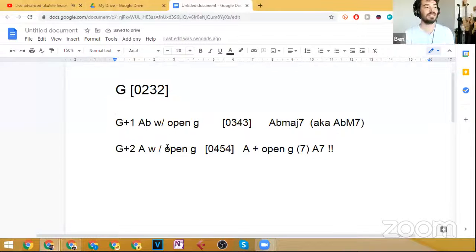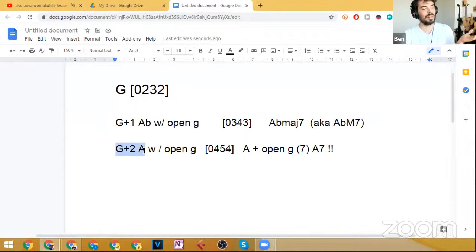So now we have an A with a G. What are the numbers? I'm typing. Open 0, 4, 5, 4. Oh, that's cool. What's that then? An A with a G. So what's that? A7? It's an A7.